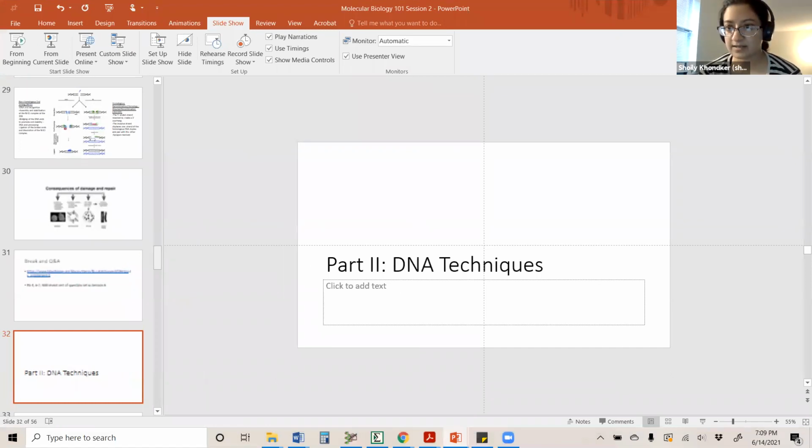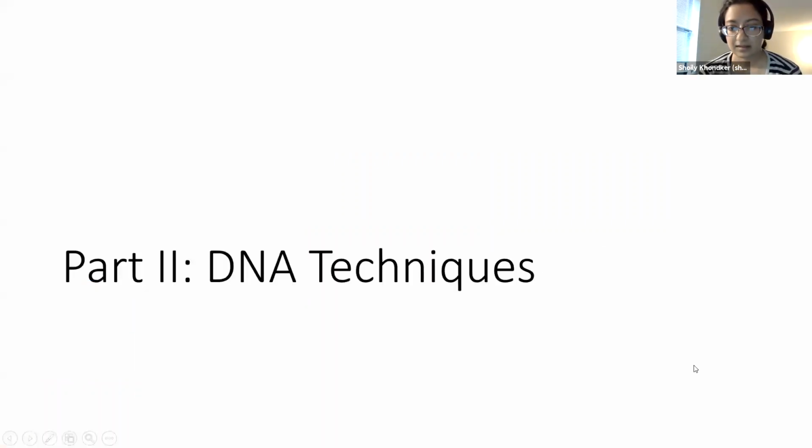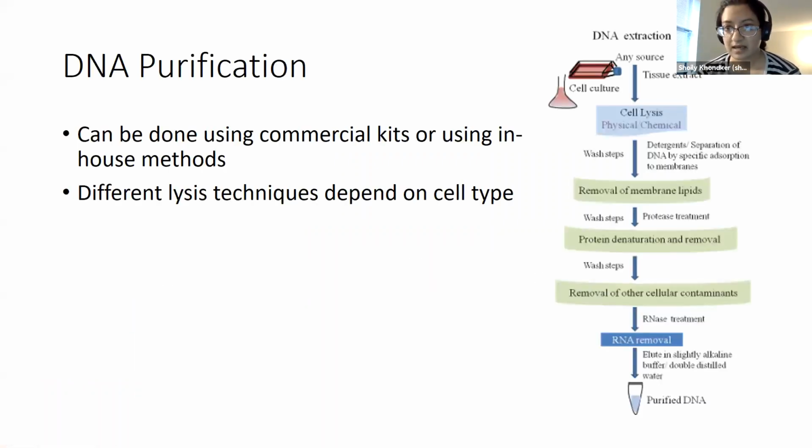Okay, so now we're going to get into DNA techniques. The first one I'm going to talk about is DNA purification. This is a pretty simple concept. You can extract DNA from multiple sources of cells. The first thing that needs to happen is cell lysis, which is just breaking apart the cell. This can usually involve some kind of detergent or some kind of mechanical breakdown of the cell, depending on what type of cell it is.